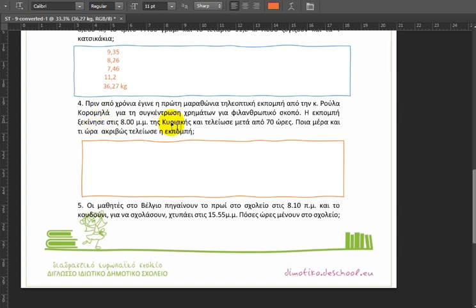So, here we have a question about a TV show that started at 8 o'clock afternoon, and then it finished 70 hours later. And it asks, what day and what time did it finish? It tells us that 70 hours passed. Okay, well, each day is 24 hours. So let's think about it for a little bit.